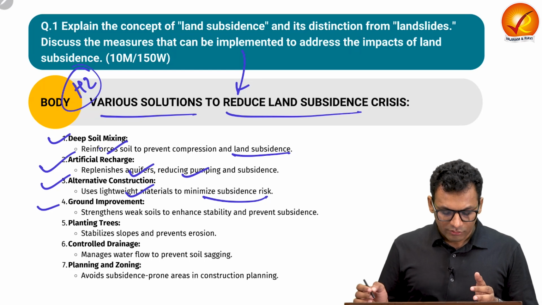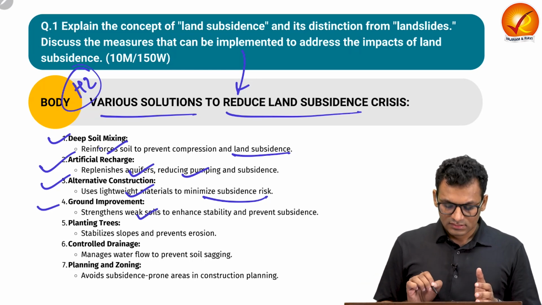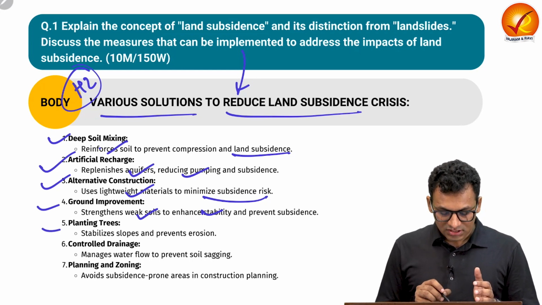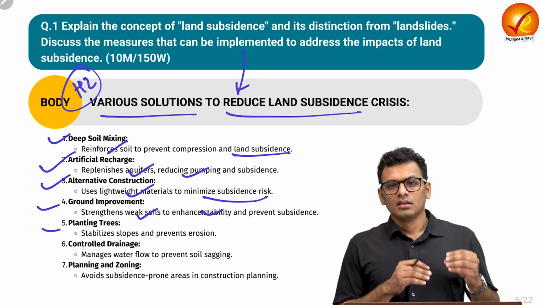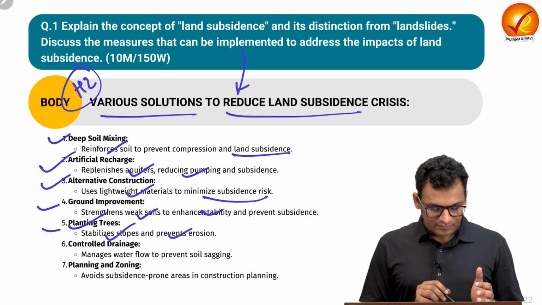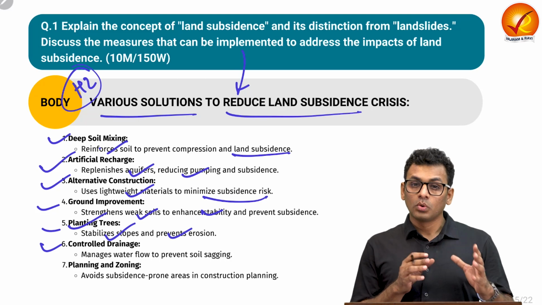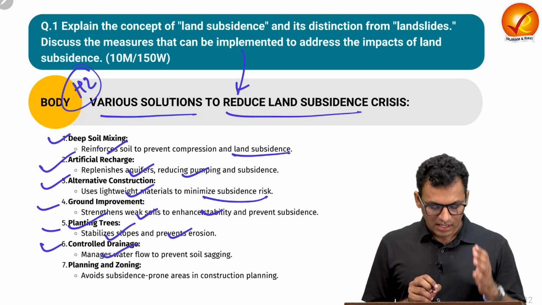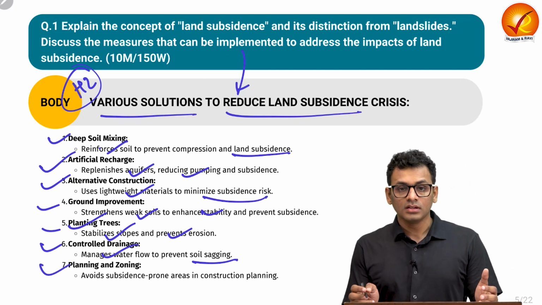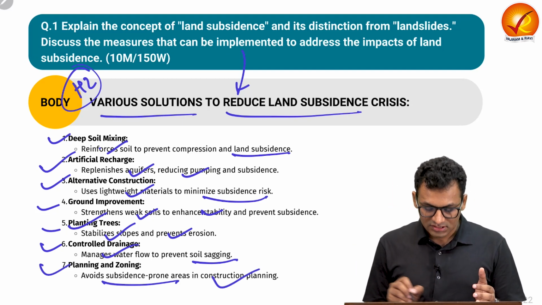Then we can talk about ground improvement, where weak soil can be strengthened to enhance stability. Next is afforestation, where we can plant trees to stabilize the slopes and prevent erosion. Next, we can talk about controlled drainage, where we are managing water flow to prevent soil sagging, and lastly, planning and zoning to avoid subsidence-prone areas in construction planning.